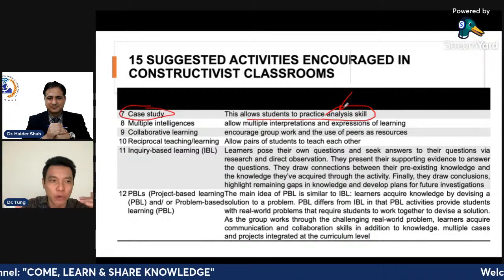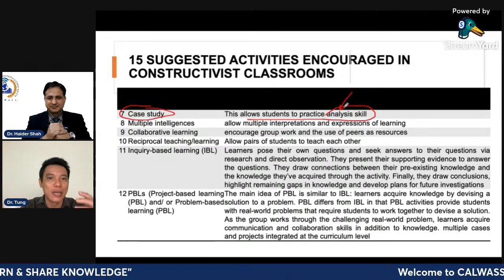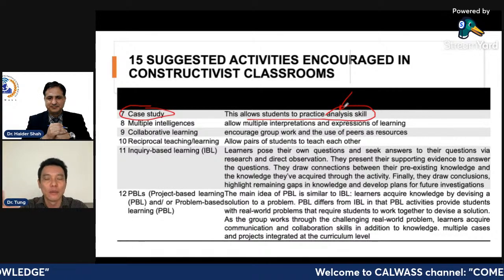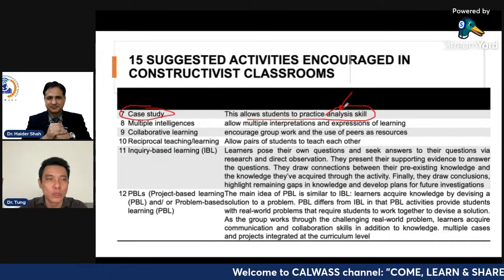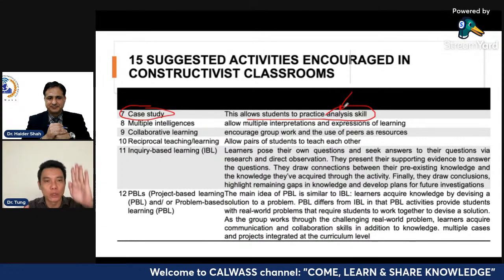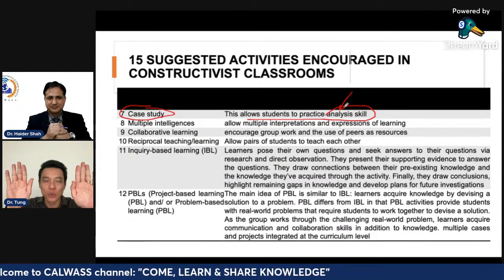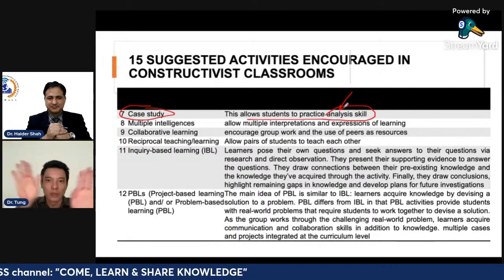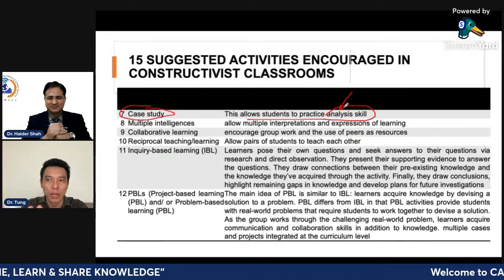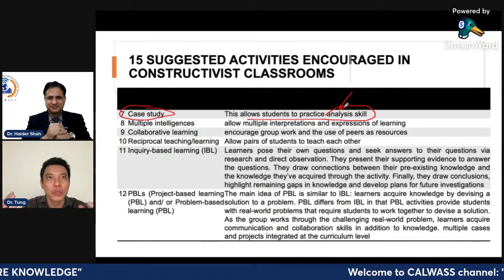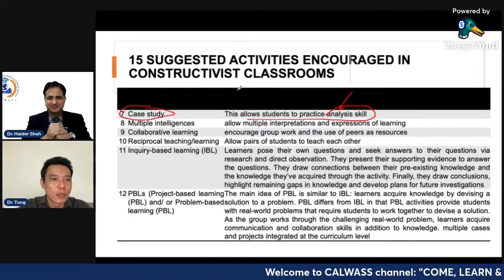So you can provide as many case studies as possible in the class to allow students to understand more about the theory. So for example, this is the theory, this is the case study, and the students can map the case study with the theory. So now it becomes one, and the students will understand the theory more deeply.